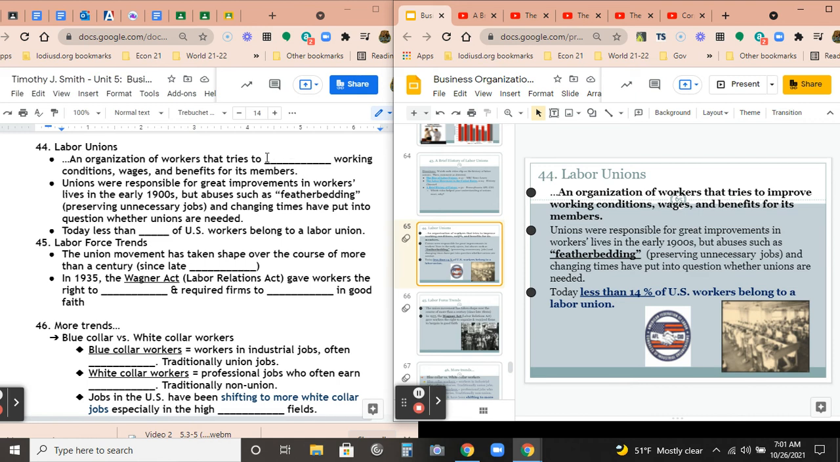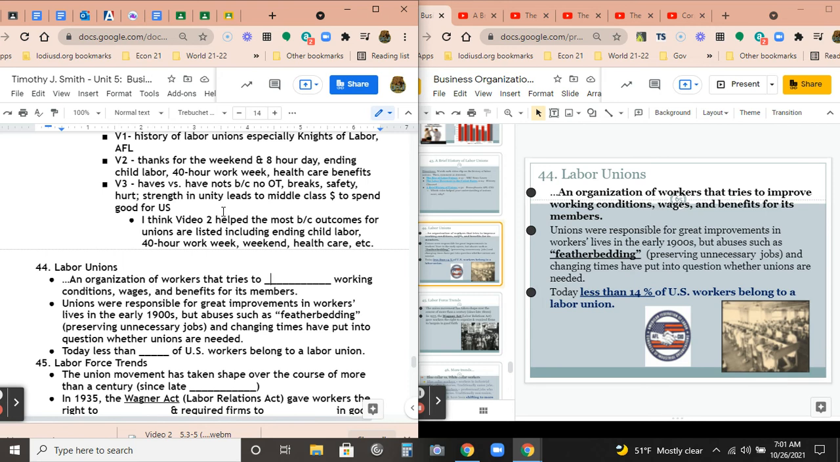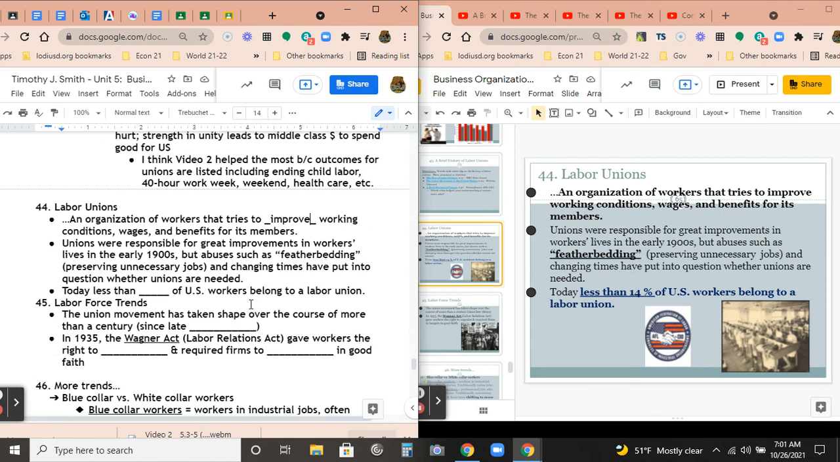Labor unions. That's an organization of workers that tries to improve working conditions, wages, and benefits for its members. Bread and butter issues. Wages, working conditions, benefits. All right. Unions were responsible for great improvements in workers' lives in the early 1900s. But abuses such as featherbedding, which is preserving unnecessary jobs, and changing times have really led to a lot of questioning of unions and whether they're needed.